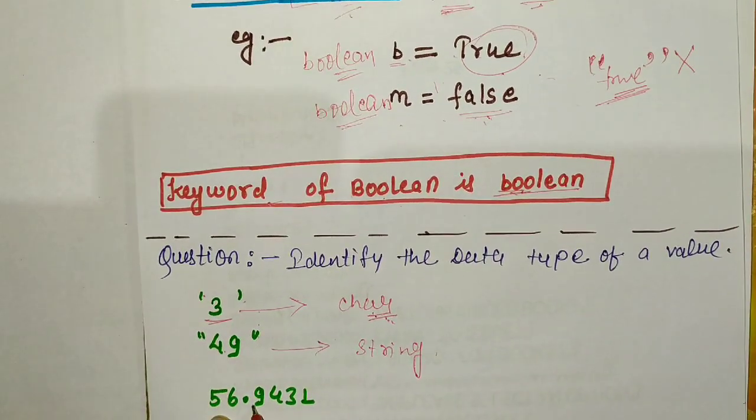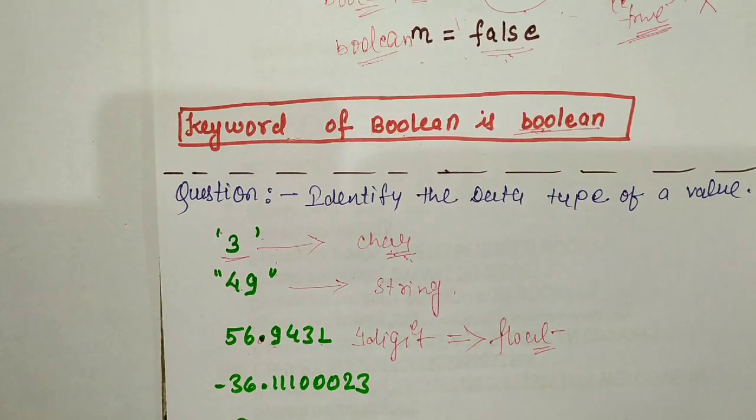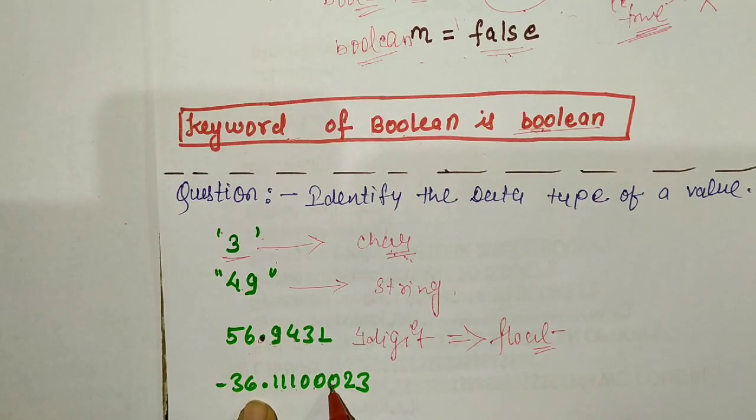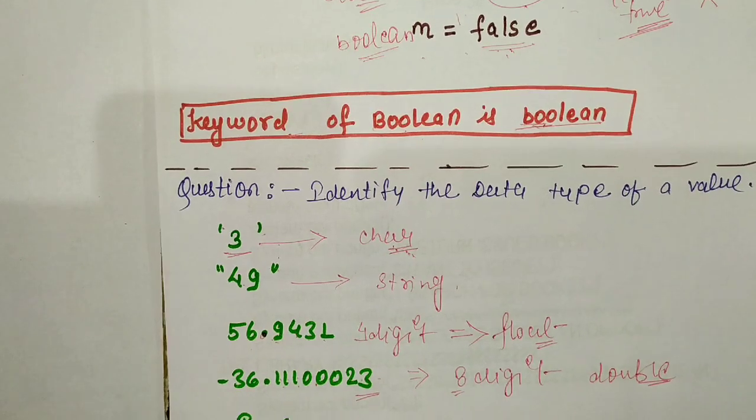Next, 56.9431. It contains a decimal point. How many digits? 1 2 3 4 digits, less than 7. So what is the data type? This is a float value, a float constant. Next, minus 36.110023. How many digits? 1 2 3 4 5 6 7 8, so here 8 digits. So what is the data type of that value? It is double.